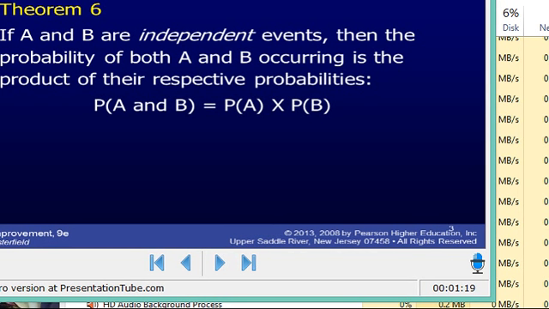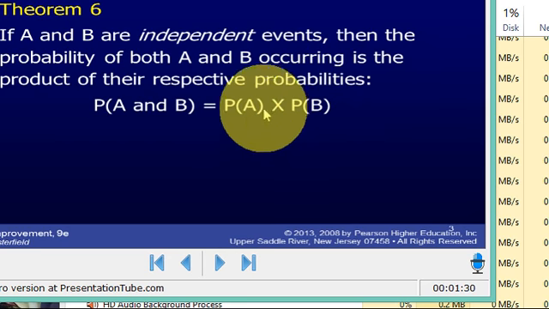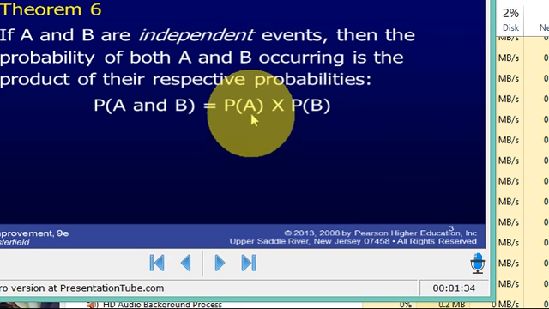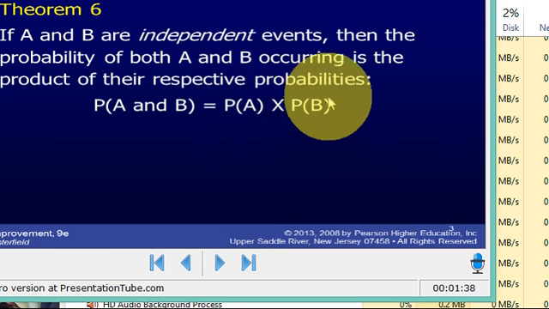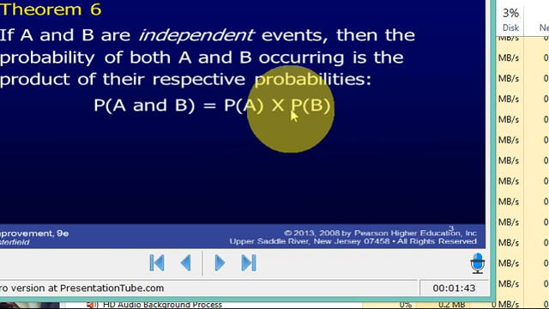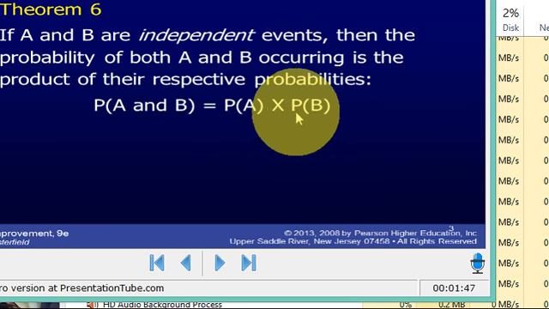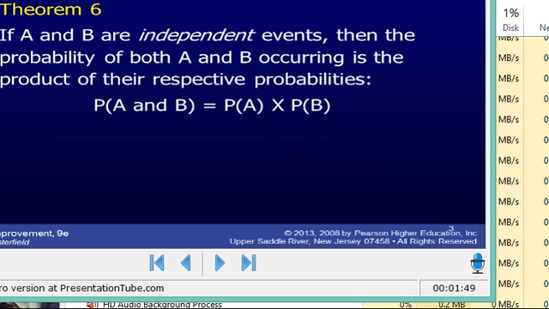Theorem 6 says that if A and B are independent events, then the probability of both A and B occurring is the product of their respective probabilities. So this is the probability that event A occurred, and then given that event A occurred, event B still has the probability P(B) to occur, and therefore P(A) times P(B). This is the probability of both A and B occurring.